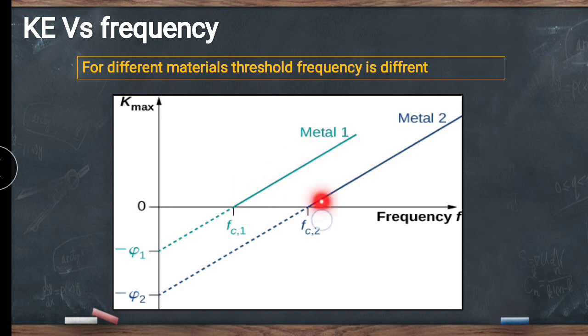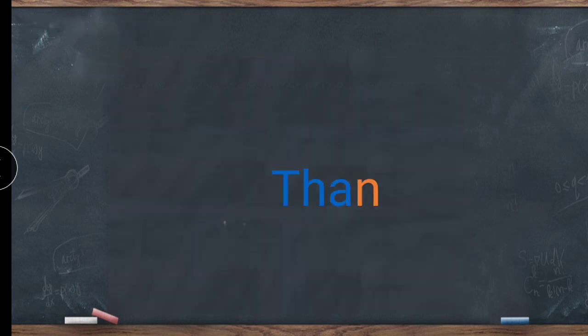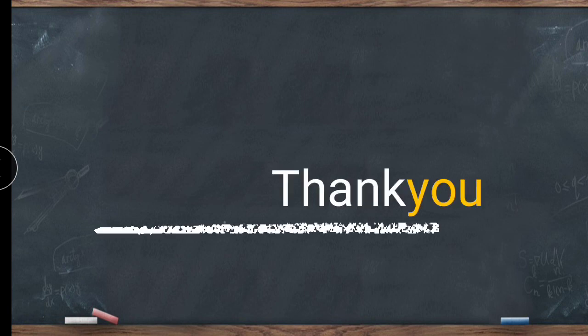Like that, there is one point for the threshold frequency for metal 2, because from this point you will observe the kinetic energy in case of metal 2. So what we can conclude over here is that for different materials the threshold frequency is different. So this is the conclusion of the second slide. So friends, today we have covered two characteristics, which are photocurrent is directly proportional to intensity, and different materials have different work functions.